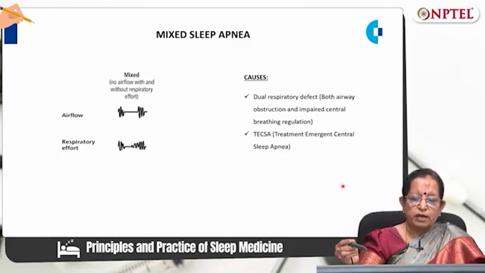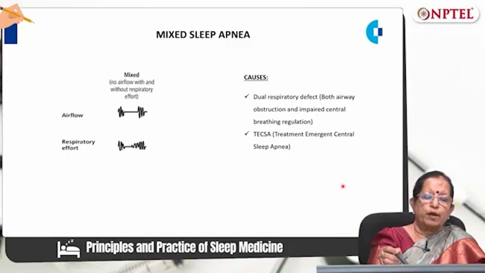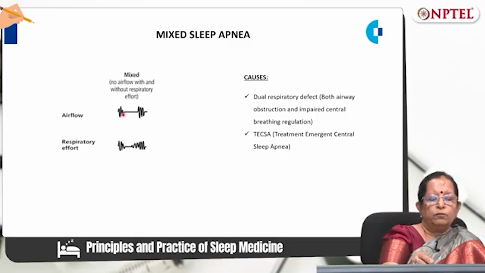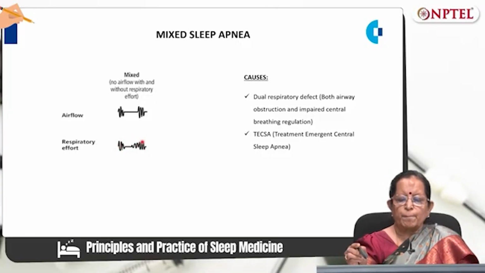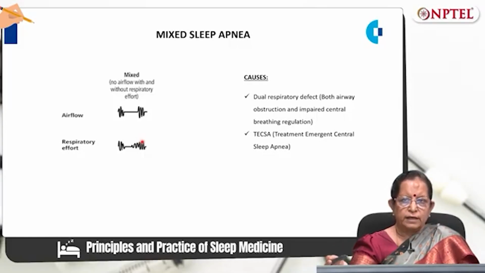Then coming to the mixed apnea. How will you score mixed apnea? See, here also there is no airflow. But here you can see some respiratory effort is there, and then again no respiratory effort, some respiratory effort. What are the causes for this mixed apnea? It will be dual respiratory effort, meaning both obstruction as well as central causes, like central breathing regulation being impaired.